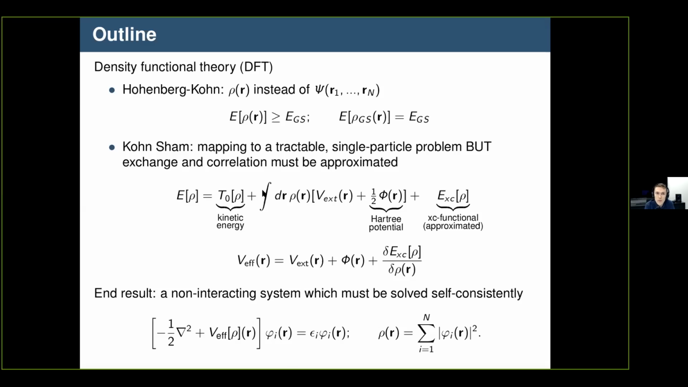This is quite remarkable in that we've managed to reduce the many-body electronic problem to only look at the density, and furthermore, we only need to think about a system that's non-interacting. So that's much, much easier to solve.